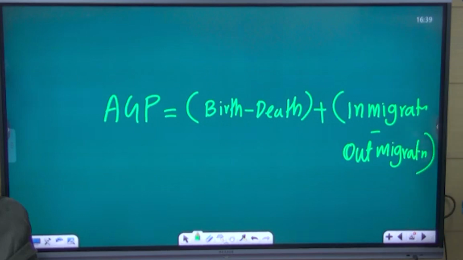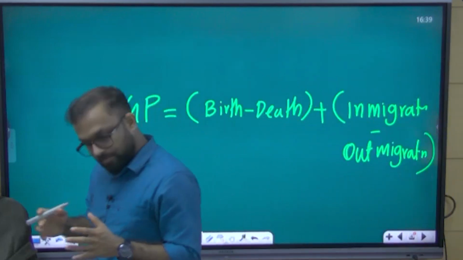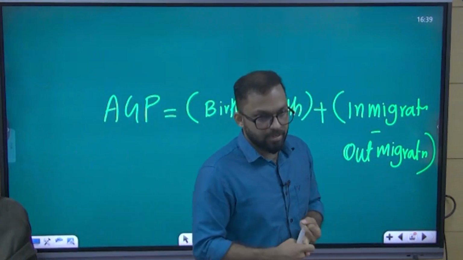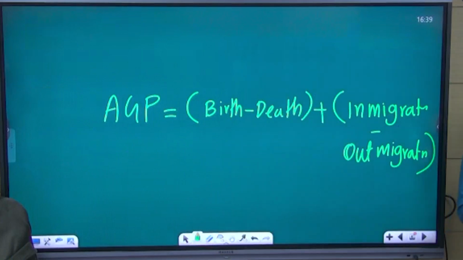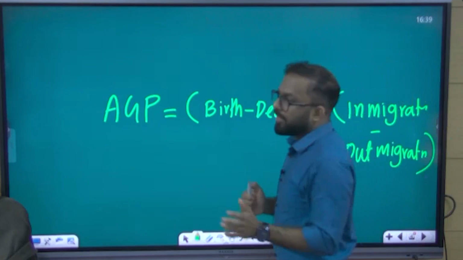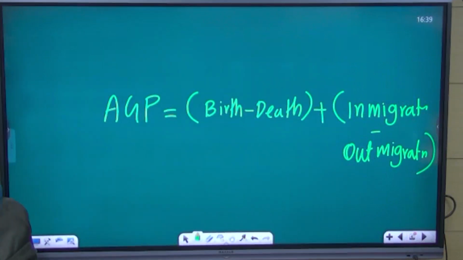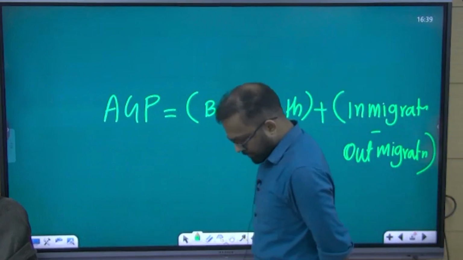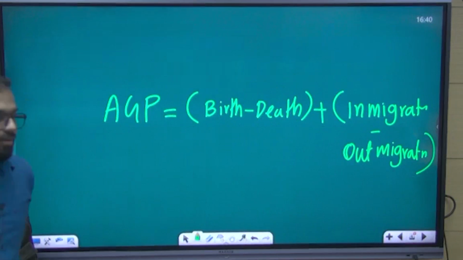So within this, the first one is migration. What is migration? When a group of people or individuals move from a place towards another, either permanently or temporarily, that is migration. So migration refers to the movement of people from one place towards other, either permanently or temporarily.